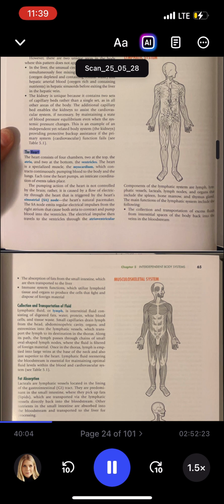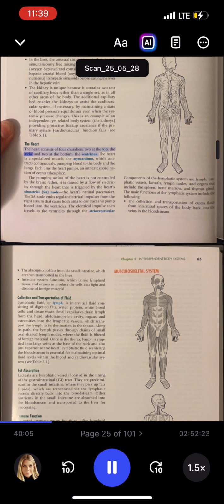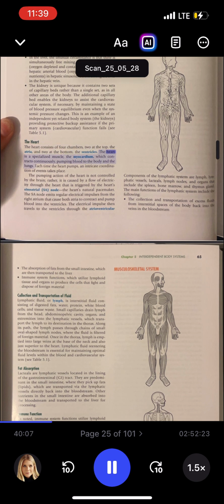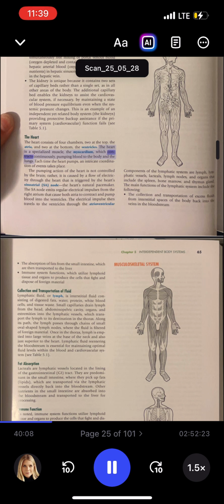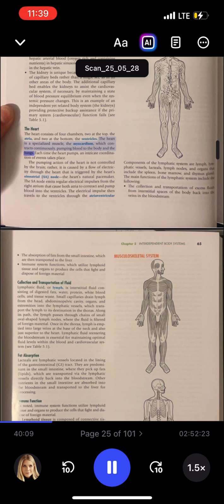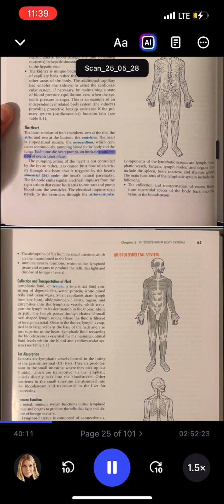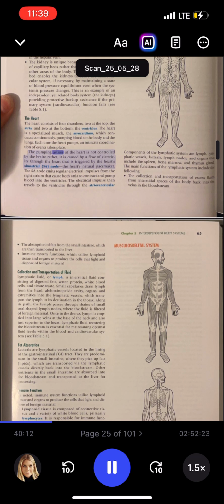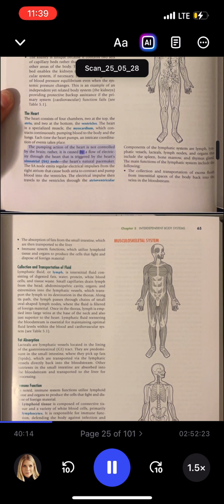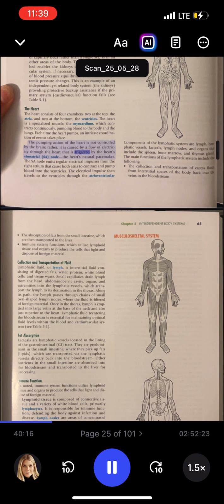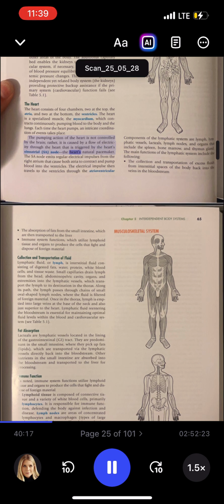The heart. The heart consists of 4 chambers, 2 at the top, the atria, and 2 at the bottom, the ventricles. The heart is a specialized muscle, the myocardium, which contracts continuously, pumping blood to the body and the lungs. Each time the heart pumps, an intricate coordination of events takes place. The pumping action of the heart is not controlled by the brain, rather, it is caused by a flow of electricity through the heart that is triggered by the heart's sinoatrial (SA) node, the heart's natural pacemaker.